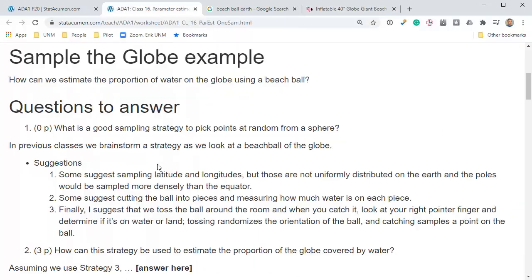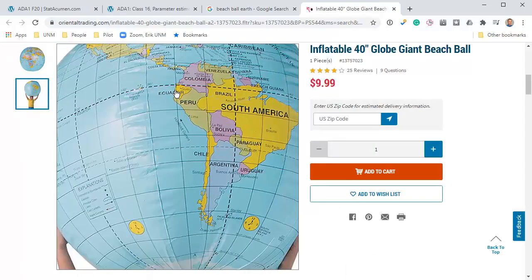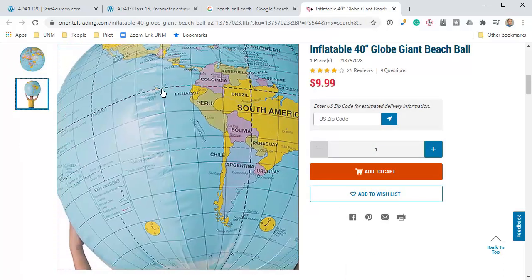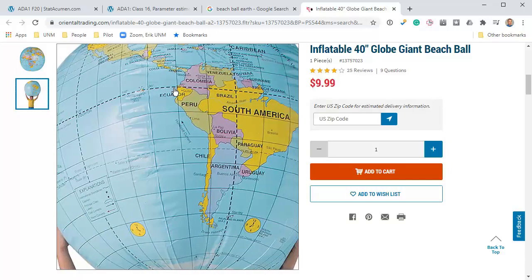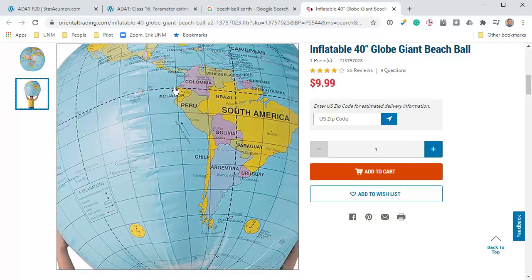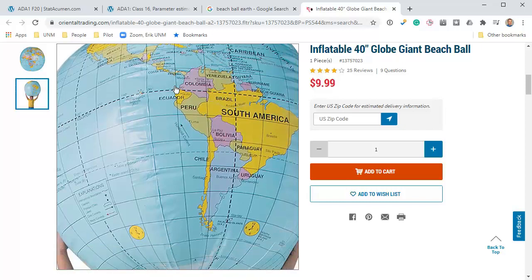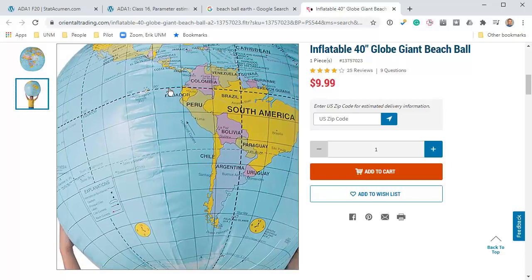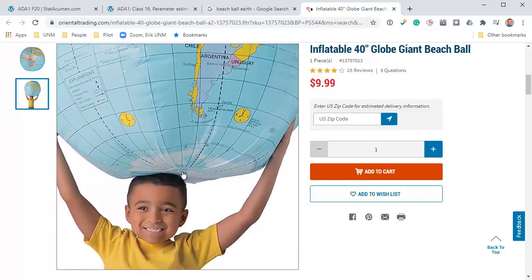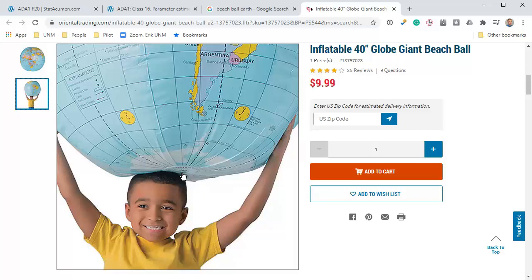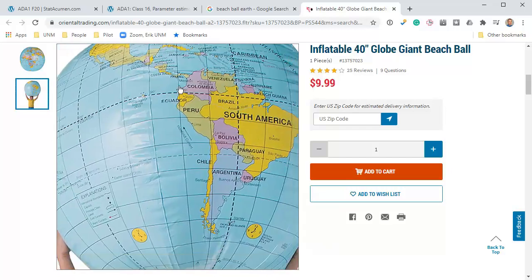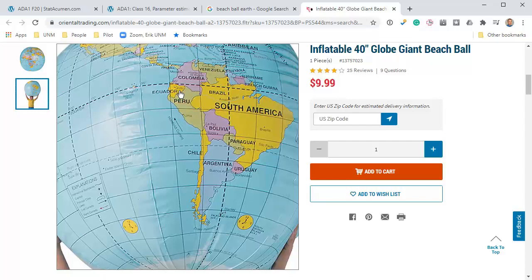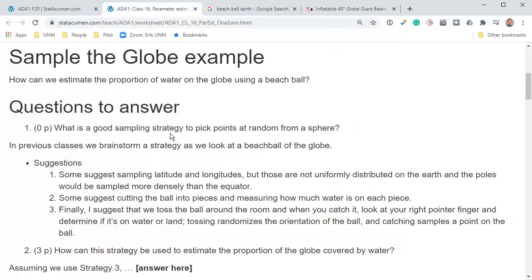So you got a big ball like this, and now I want to estimate what proportion of the Earth is covered with water. In class, we often have a couple ideas. One strategy that often comes up early is that you could sample latitudes and longitudes. If you think about doing that, you'll realize that the spacing, say for longitudes, those are the lines that run vertically on the ball, has a lot of space between them, maybe 10 degree increments at the equator. But then they get quite narrow at the poles, and in fact they all converge right at the North Pole and the South Pole. So if you were to sample latitudes and longitudes, you would overrepresent the poles and underrepresent around the equator. So that's not a good sampling strategy.